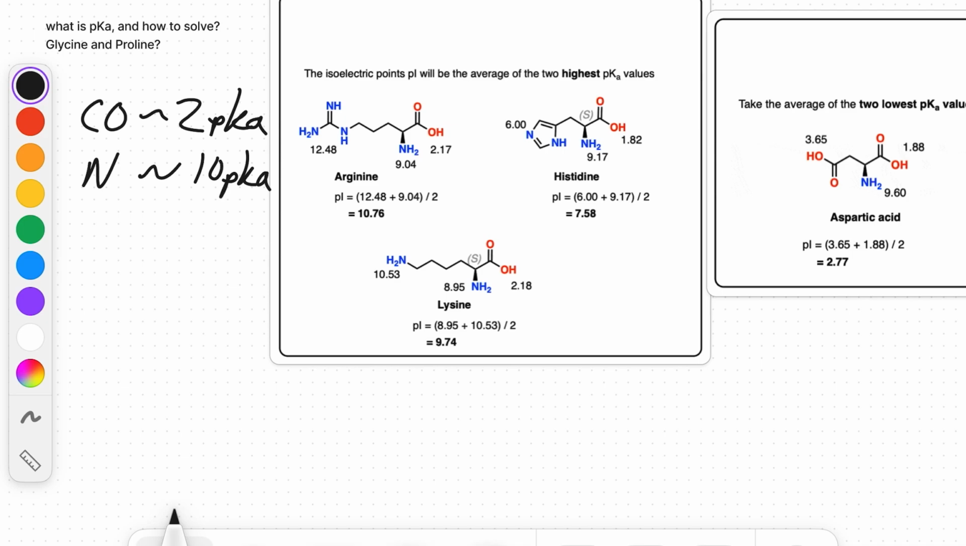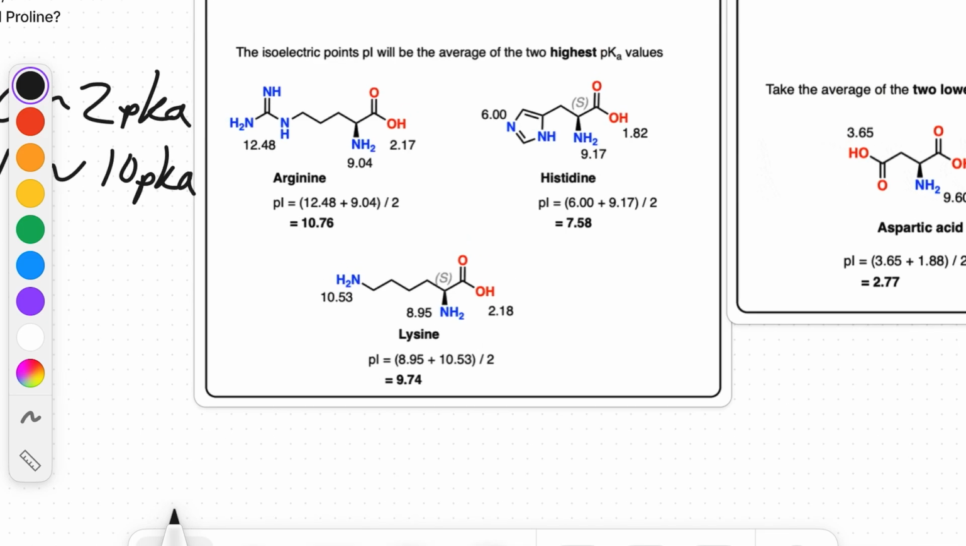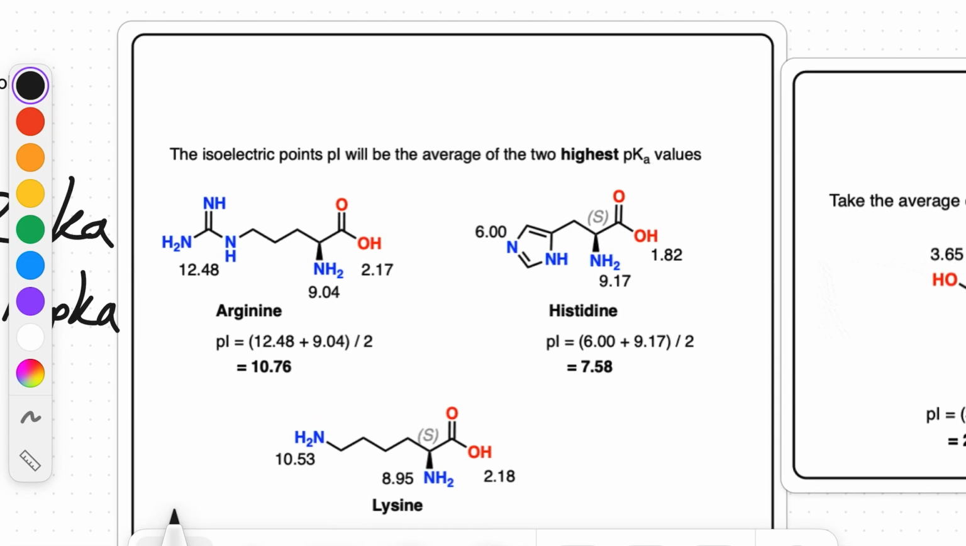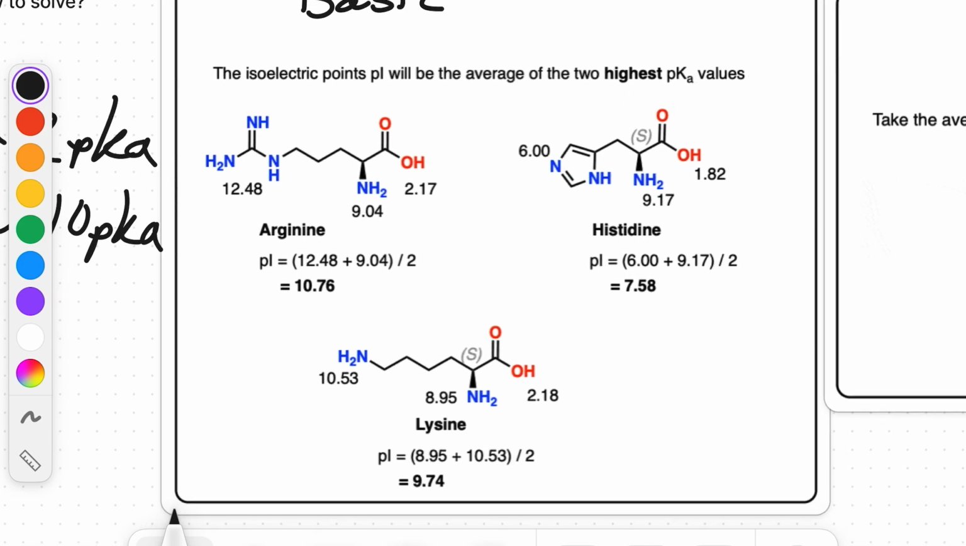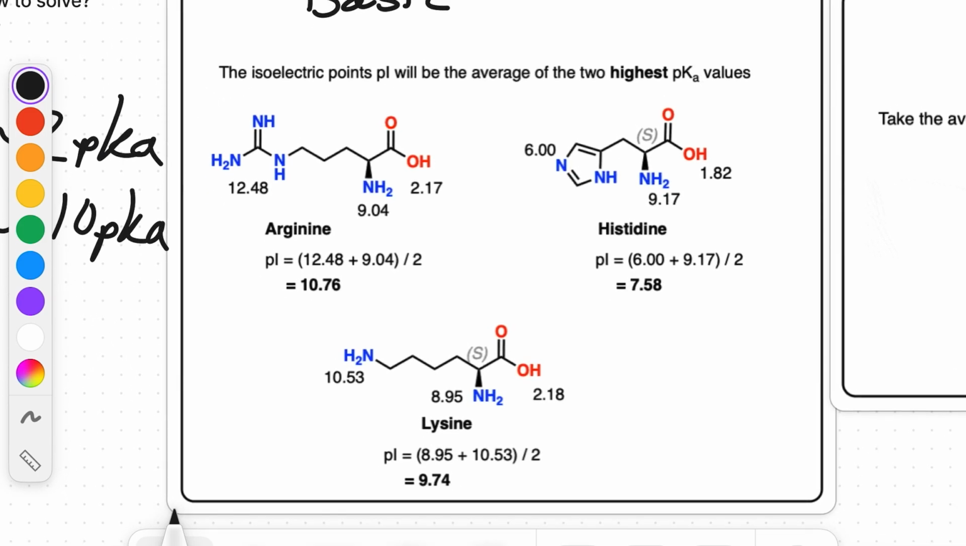But in some cases, we will need to solve for the pKa. So how do we do that? And this example is for a basic molecule. So it's different for basic and acidic molecules. But essentially, we're just averaging pKa's of side chains, of substituents. Okay, so we're just finding averages. And they're saying PI here, which is for isoelectric point. We'll get more into that in the future, but instead of thinking about it as isoelectric point, let's just think about it as pKa.